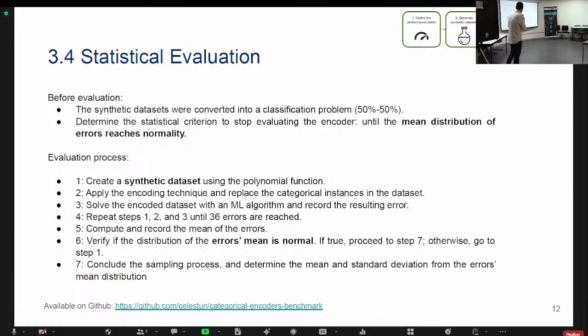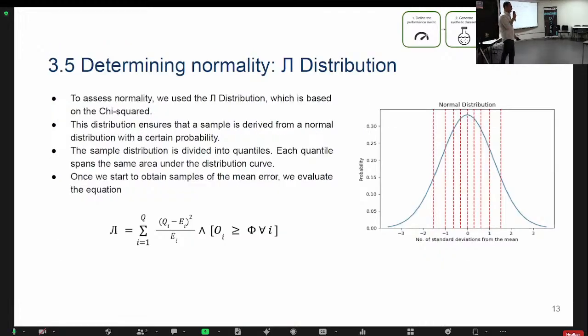I know that there is a lot of information here, but something that is important to clarify is number 7. How did we determine that the errors mean distribution is normal? To do so, we use the L distribution.